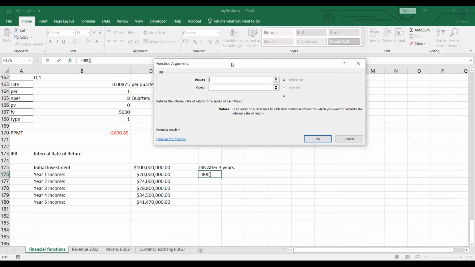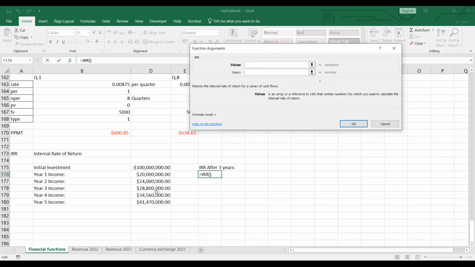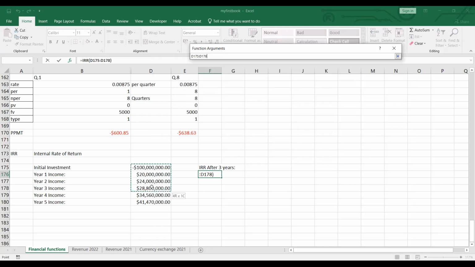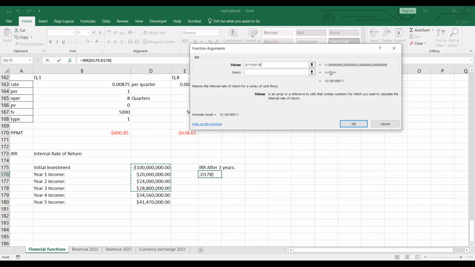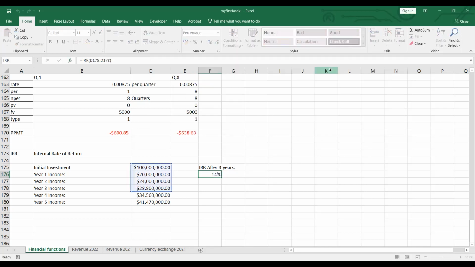Then I click OK. For the IRR here, I use the cash flow from the initial investment to year 3. In this case, I get the range 175 to 178 of mine. You can see that the formula result, or the intermediate result, is showing negative 0.13. The unit of the IRR is percent. So this means it's negative 13.62%, or 14% approximately.